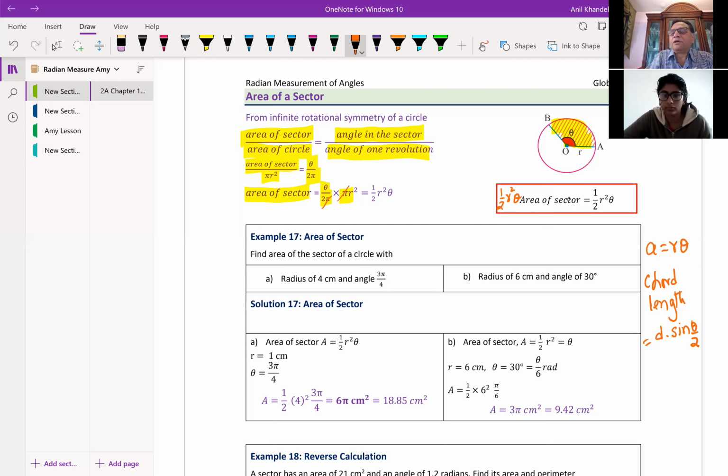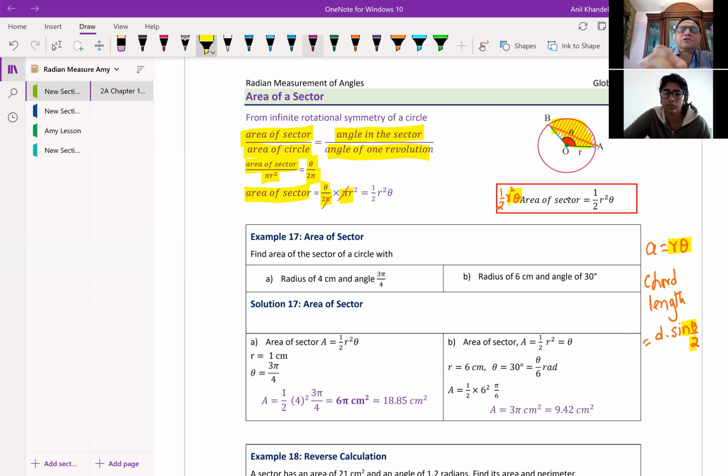If we connect the points A and B, we get a chord, right? So we get this chord AB, and that length is d times sine theta by 2. So as you can see very clearly, to find the arc length, the chord length, or the sector area, we need theta, the central angle. It should be in radians. If it is given in degrees, you should convert it to radians.